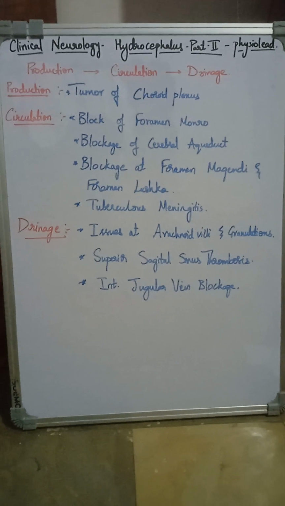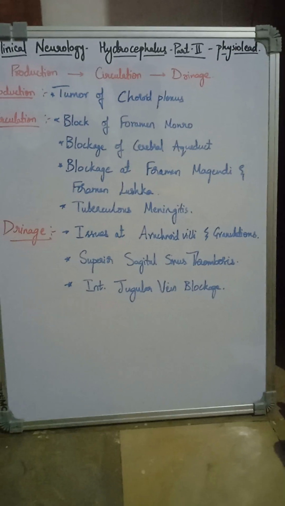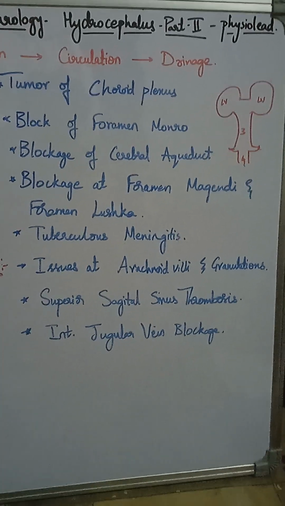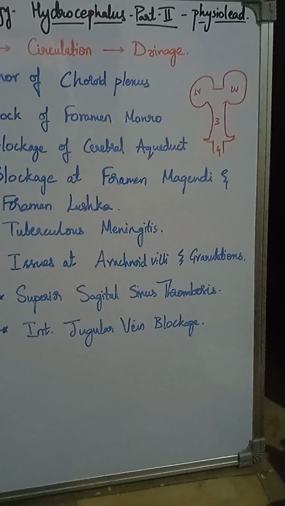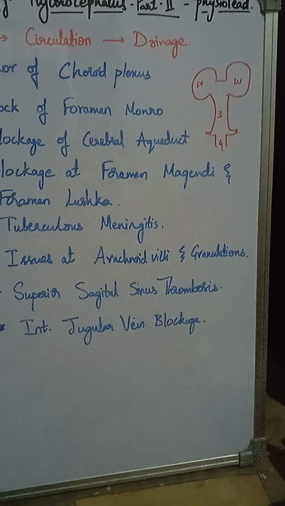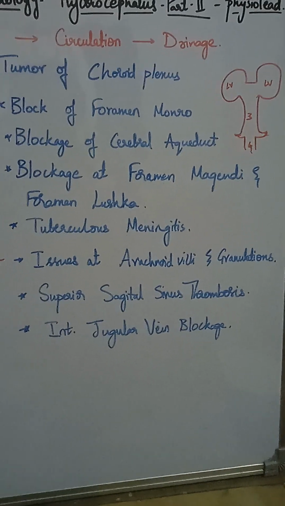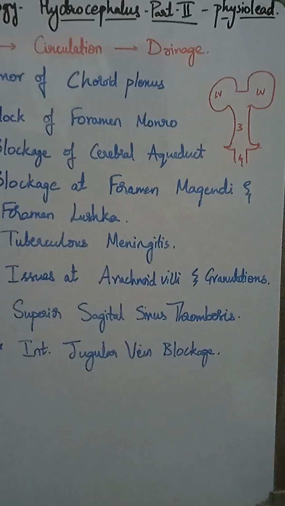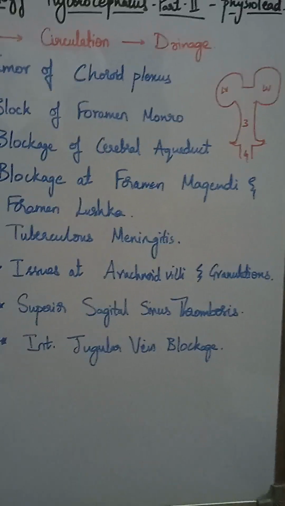The second cause is circulation. In the circulation we have block of the foramen Monro. In the previous video we learnt the function of foramen Monro. Foramen Monro helps the CSF that is produced in the lateral ventricles to flow into the third ventricle. So the block of foramen Monro also causes hydrocephalus. The cause for blocking of the foramen Monro is a cyst in the third ventricle. There is a presence of a choroid cyst in the third ventricle.